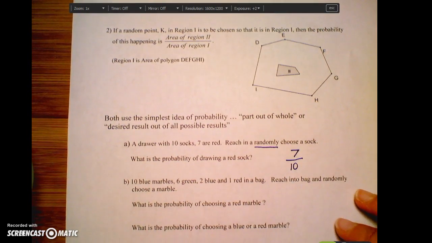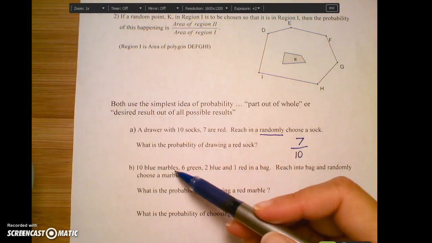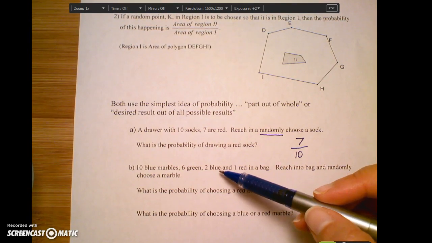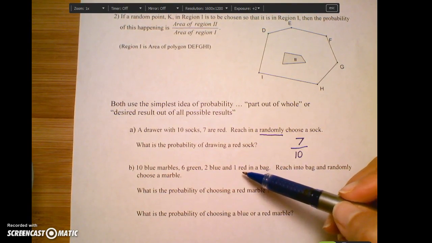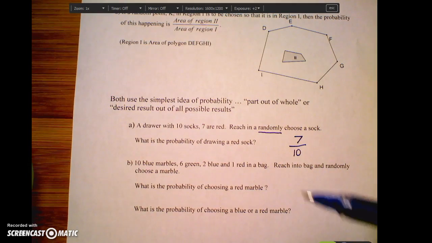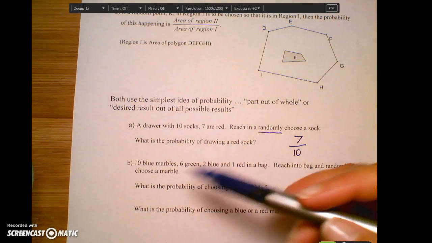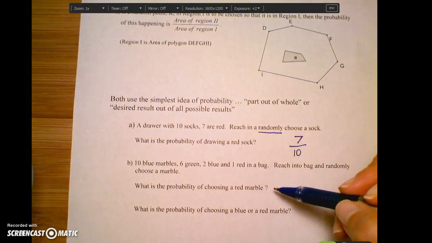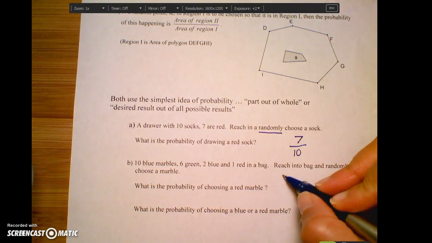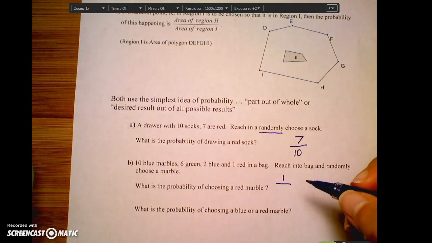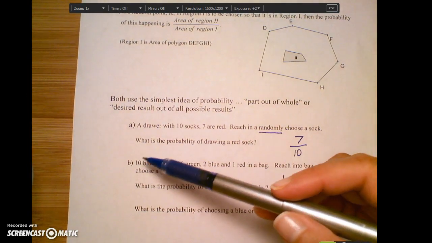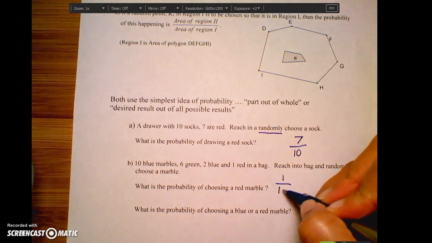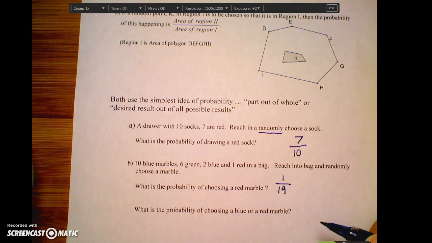Okay? Second example, there are 10 blue marbles total, 6 green, 2 blue and 1 red in a bag. I guess that would make 12 blue, and that's okay. You reach into the bag and you randomly choose a marble. What's the probability of choosing a red marble? Well, there's only 1 red desired outcome in the bag. If you add together these other marbles, 16, 17, 18, there are 19 total marbles.